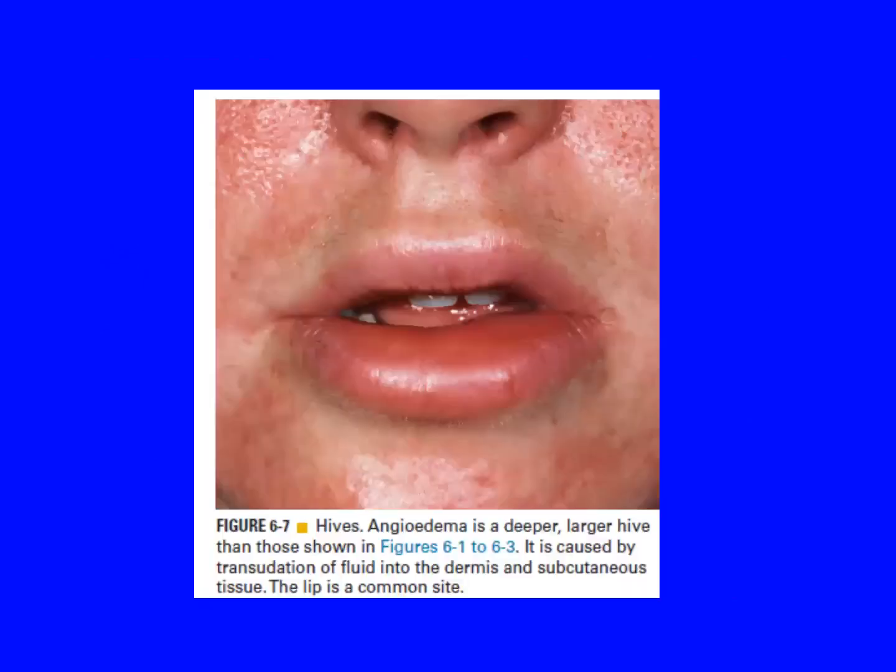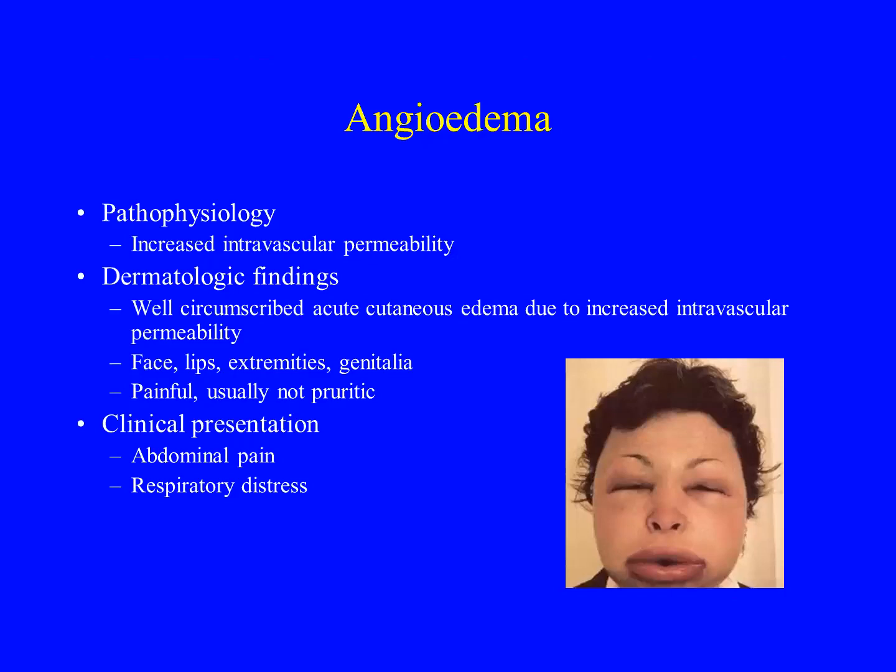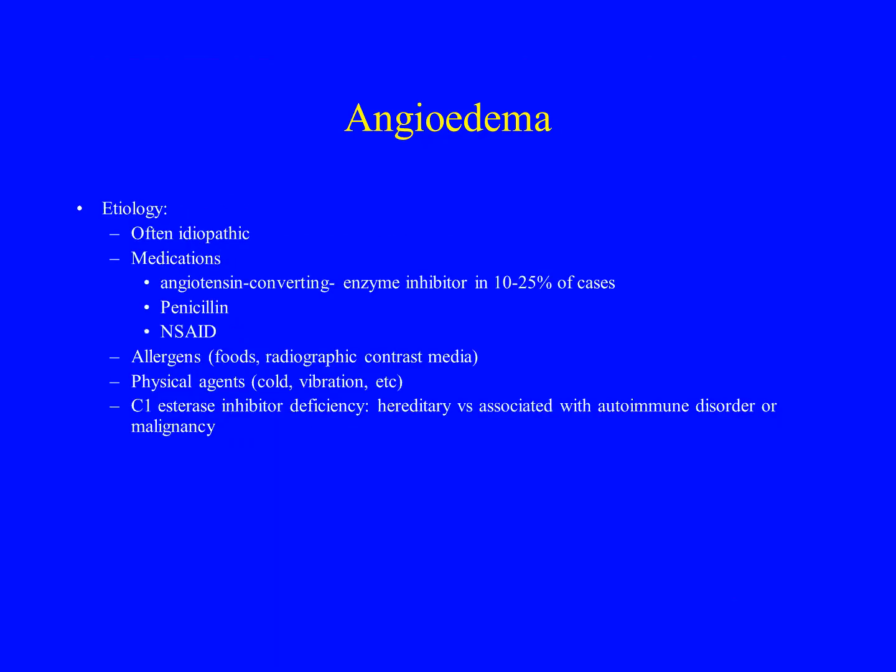Urticaria along with angioedema, which is deeper than the urticaria and is caused by transudation of fluid into the dermis and subcutaneous tissue. Lip and around the eyes are common sites. Angioedema pathophysiology: increased vascular permeability. Dermatologic findings: well circumscribed acute cutaneous edema due to increased vascular permeability. Face, lips, extremities, genitalia. It is more painful rather than being pruritic. Clinical presentation: abdominal pain and respiratory distress.